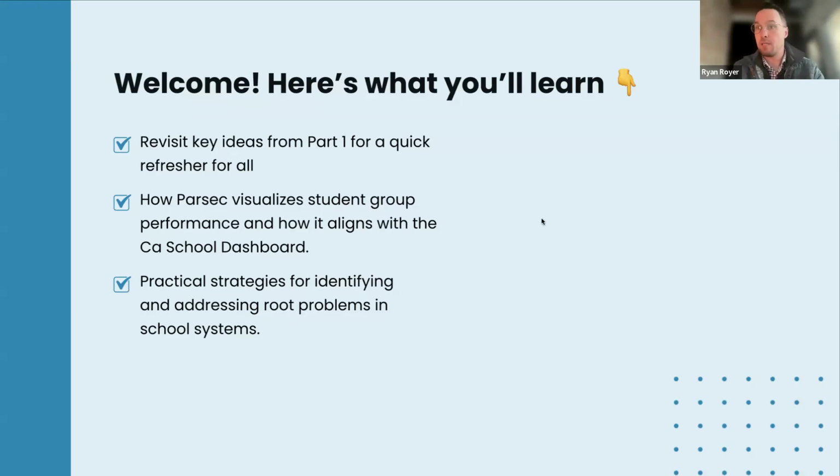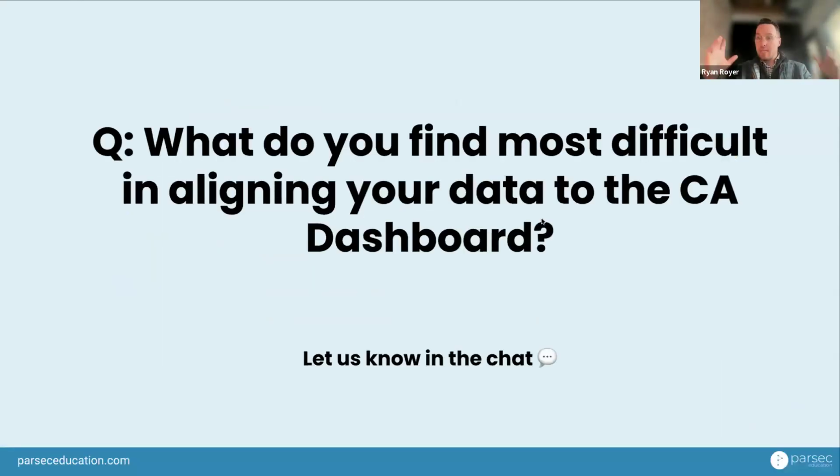But before we get started, I just want to get some general feedback or thoughts from you guys. What do you find the most difficult in aligning your data to the California School Dashboard? You have two options here. You can let us know in the chat, which is awesome, and you can also just come off mute and let us know verbally. Both are acceptable in this case.